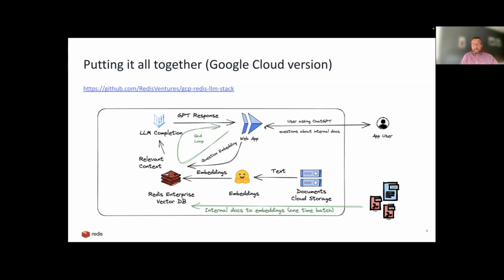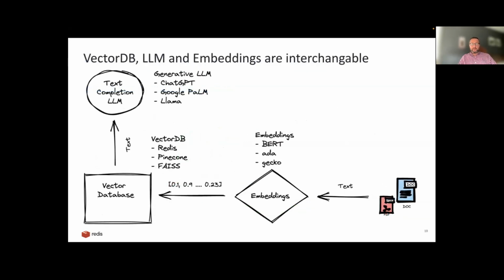But these components, large language model, embedding, and a vector database, are frankly interchangeable. There's nothing that marries them together, where only this combination can work successfully. So if you oversimplify the picture, you have a large language model. It can be ChatGPT, Google Palm, Llama from Facebook. For embeddings, you can use one of the models from BERT, which is very easy to get from ChatGPT, or use the ADA model from OpenAI or Gecko from Google.